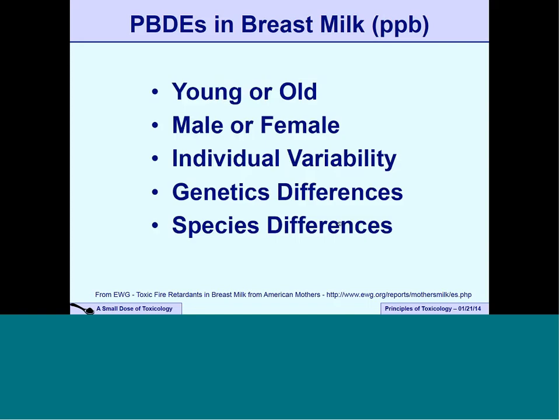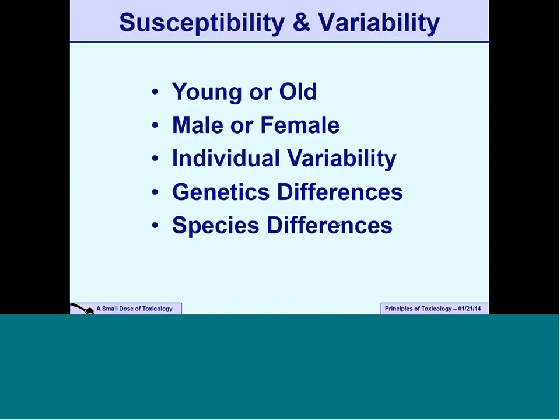Next slide, please. And just to wrap up here, susceptibility and variability, you've got to be thinking about who's susceptible. I think it's very important to consider susceptibility when it comes to toxicology. Is the fetus susceptible? Is male or female susceptible? Do we have individual variability? A lot of work goes into that, genetic variability, genetic differences. And there's also, of course, species differences in thinking of ecological and wildlife issues. Next slide.